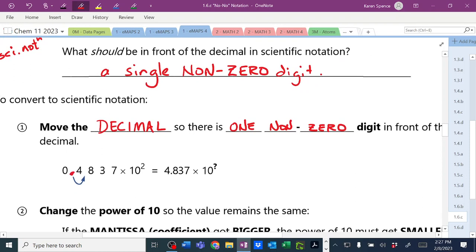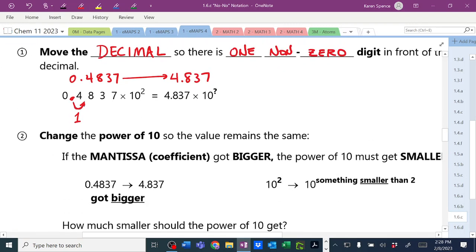So here's our decimal. We're moving the decimal one place. That means it's changing by 1 power of 10. So we went from 0.4837 to 4.837. So that number got bigger or smaller? Hold on. It got bigger. Yes? So the coefficient got bigger. It went from 0.4 something to 4 something. So the mantissa or the coefficient got bigger.